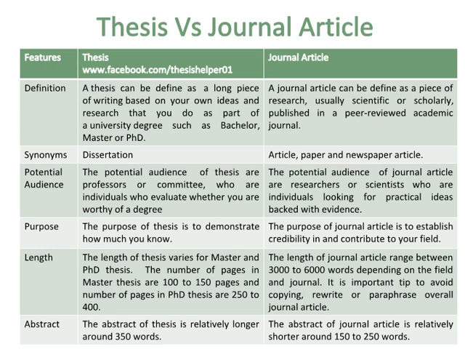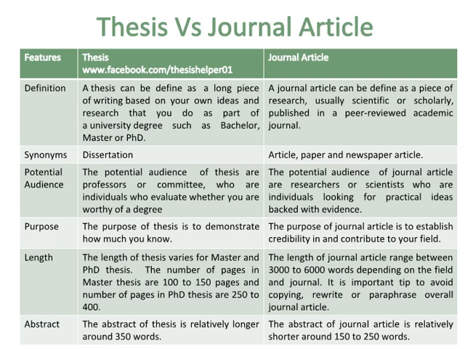While a journal article can be defined as a piece of research, usually scientific or scholarly, published in a peer-reviewed academic journal. The synonym of thesis is dissertation, while the synonyms of journal article are article, paper and newspaper article.